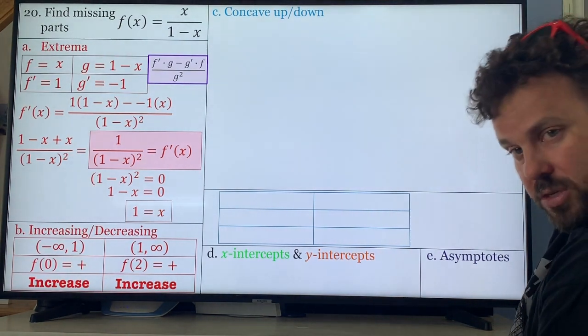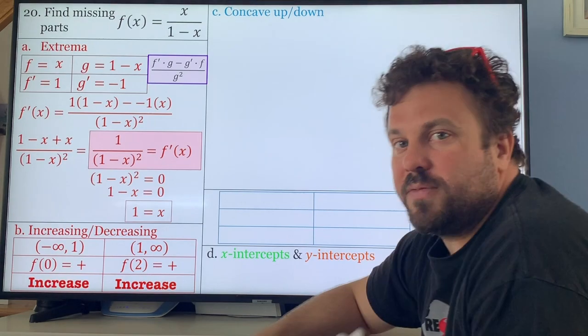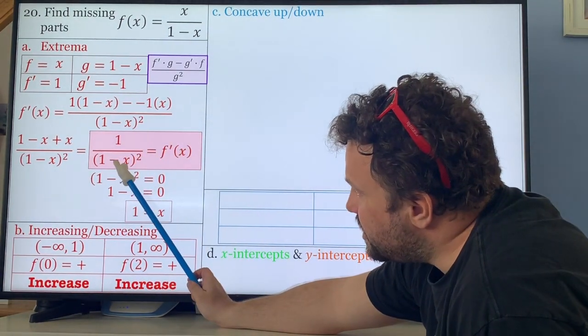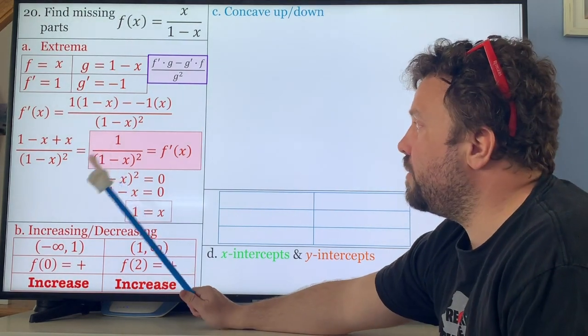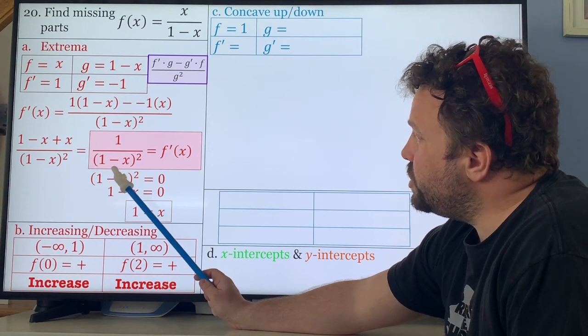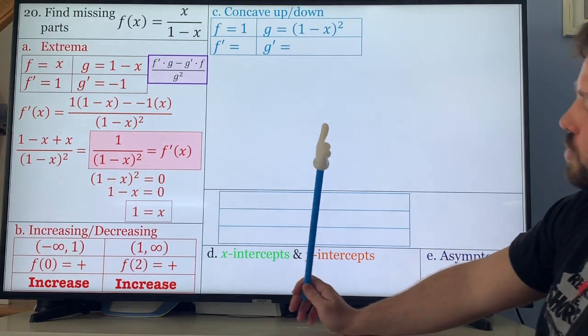Now for concavity, this is a back scratcher. For concavity, what you have to do is not find the first derivative, but the second derivative. So you're going to derive this. We still need our quotient rule. So when we do this problem, our f is 1. Our g is (1 minus x) squared.